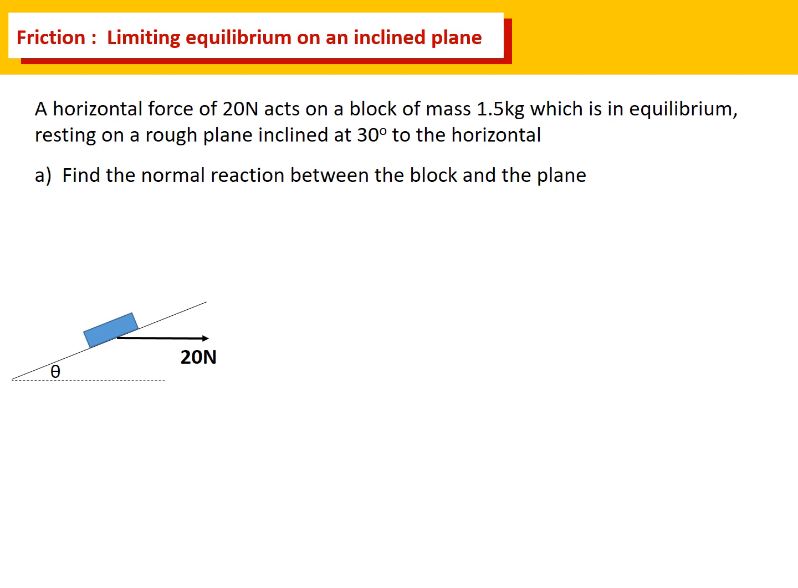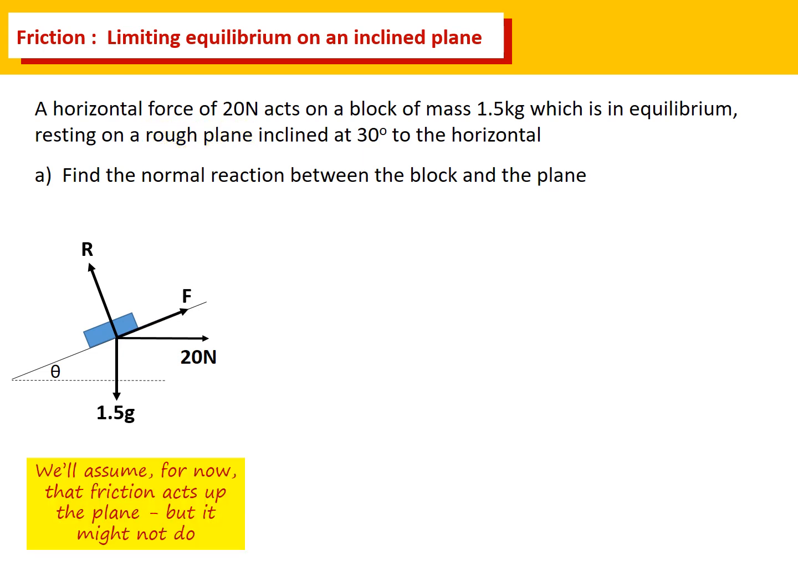Here in this example, we've got a horizontal pull force or push force, it does not matter. We've got the weight of 1.5g, we've got a normal reaction R, we've got a rough plane, so we've got friction. Now I'm just going to put friction up the incline in this diagram.